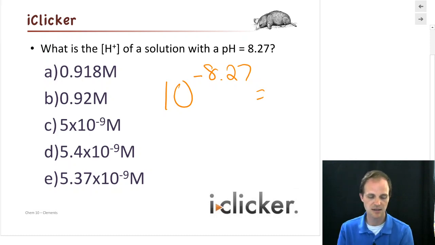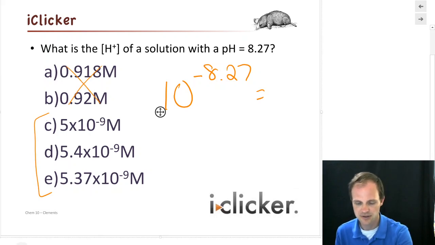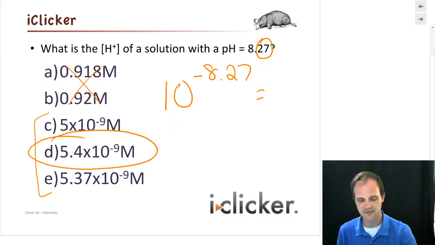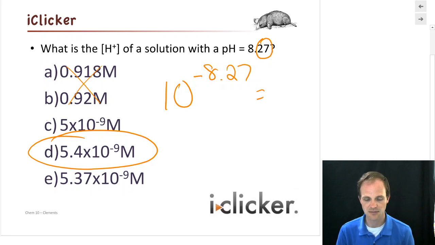Let me do that. 10 to the minus 8.27. I get lots of digits. 5.3703 something times 10 to the minus ninth. I know it's one of these ones. But which one? 2 digits after the decimal become 2 sig figs. So I get 5.4 times 10 to the minus ninth molar.